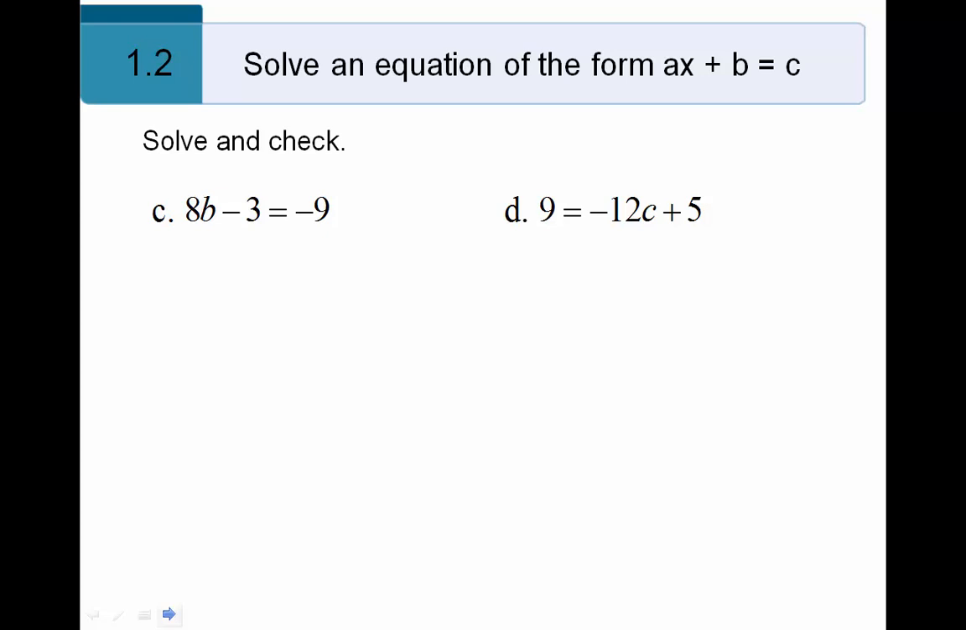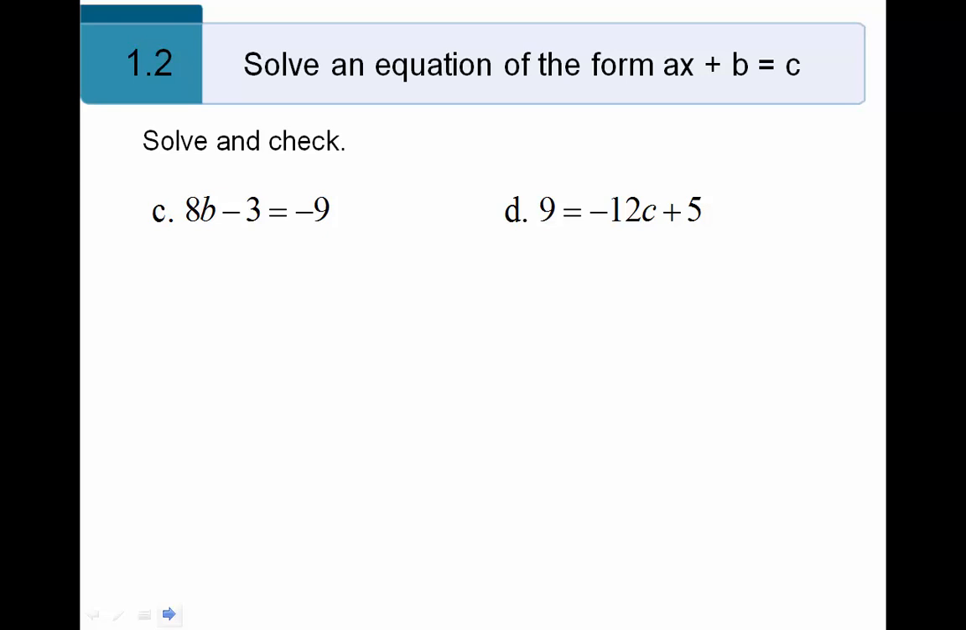Let's tackle equation C. 8b minus 3 is equal to negative 9. Step 1, get rid of grouping symbols, combine like terms. There are no grouping symbols in this equation. The left-hand side of the equation does not contain like terms. Let's move on to step 2 and 3. Step 2 is get the variable on one side. Step 3, the number on the other.